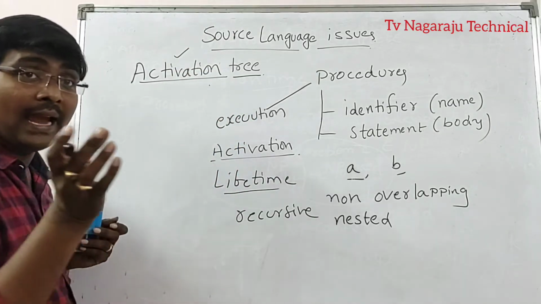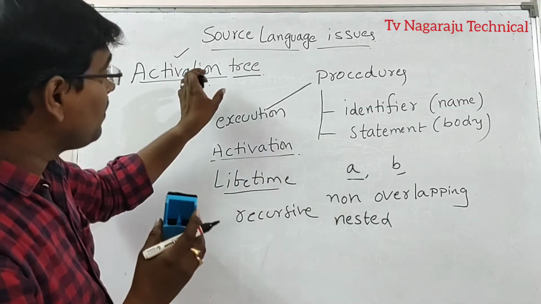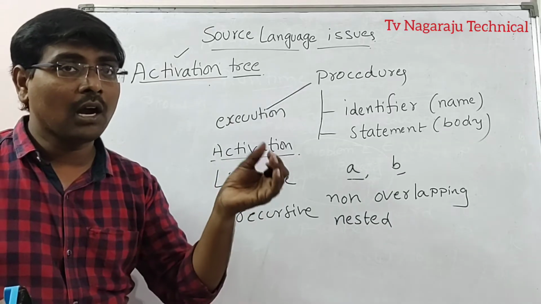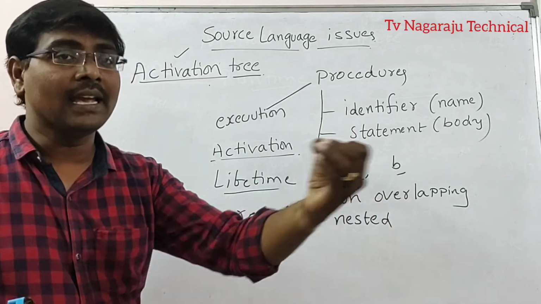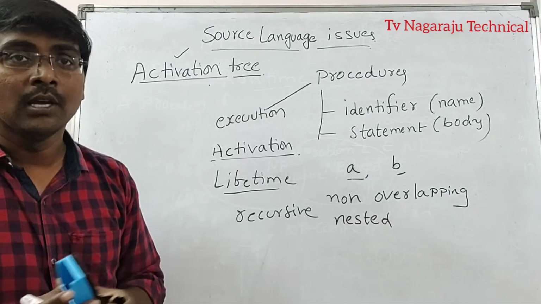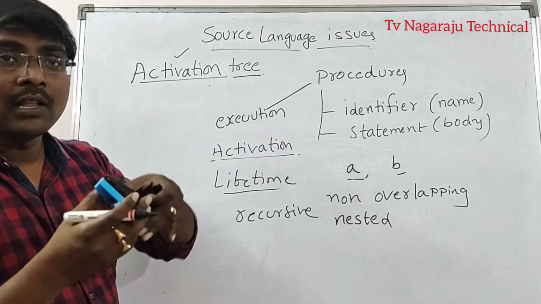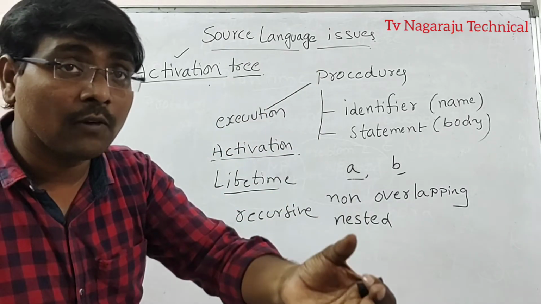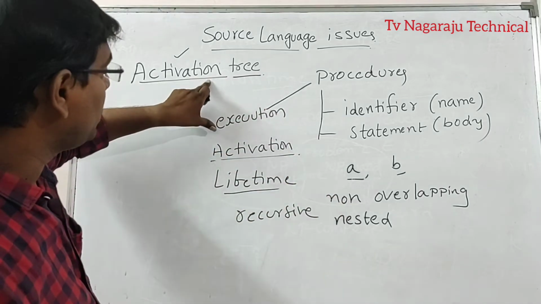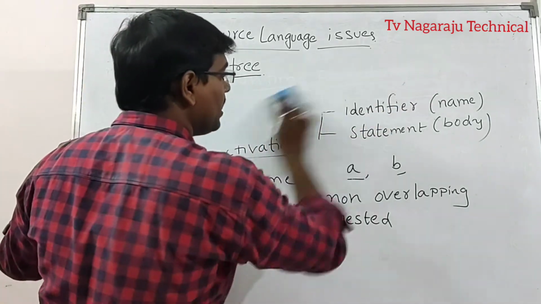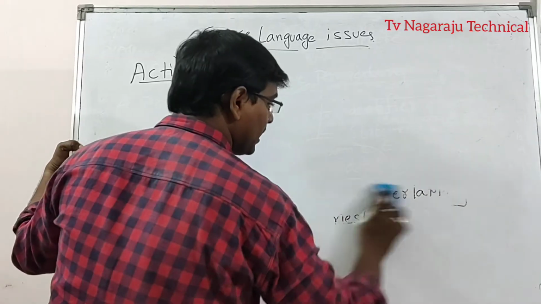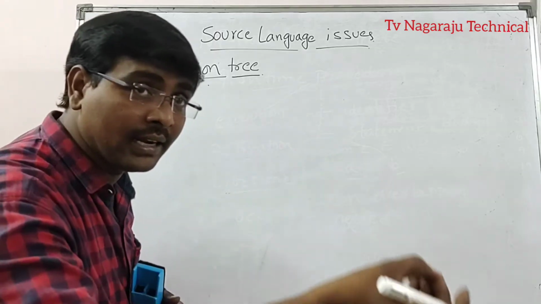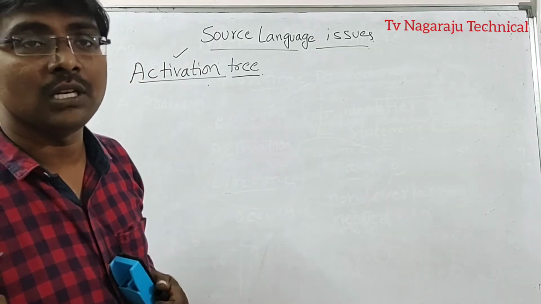What is meant by activation tree? An activation tree is simply the way the control enters and exits through the activations. So the starting and ending, the flow of execution of the procedures, is represented by the activation tree. Now you understand? An activation tree is simply the way the activation enters and leaves the procedure.